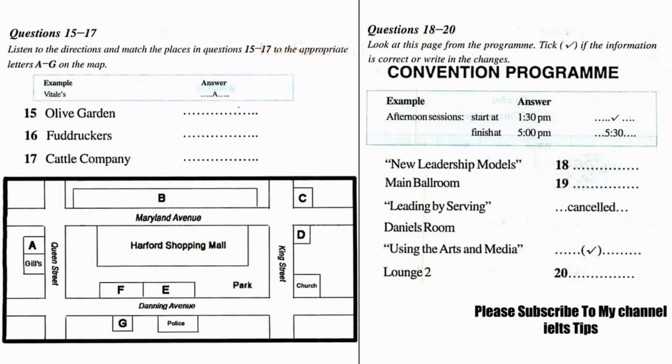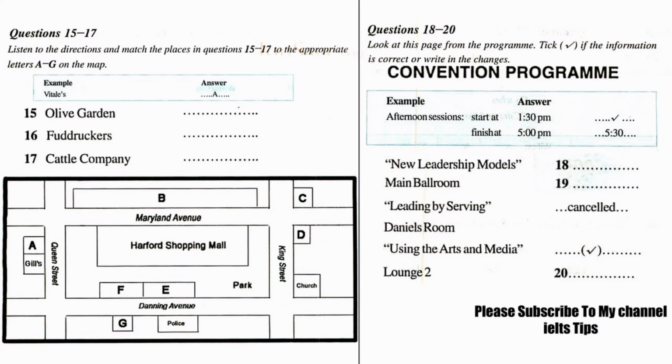Now, for those who have opted not to take part in our bag lunches, there are a number of places nearby that we can recommend. We are located here in the convention center just across the street from the Harford Shopping Mall, and the place we most recommend is Vital's, which is just west across Queen Street on the opposite corner. Please be careful crossing both streets, however, as we don't want to lose any participants.